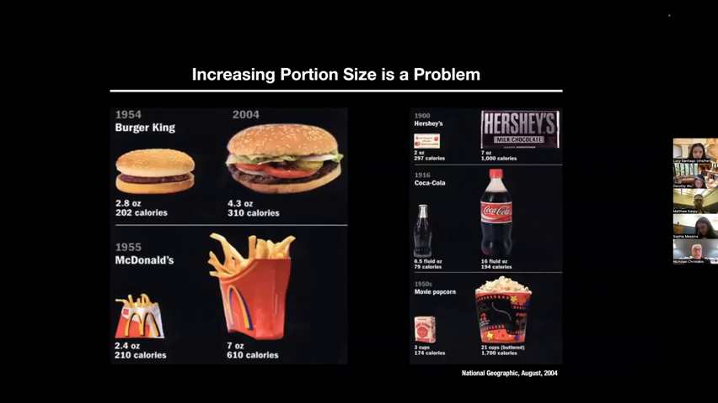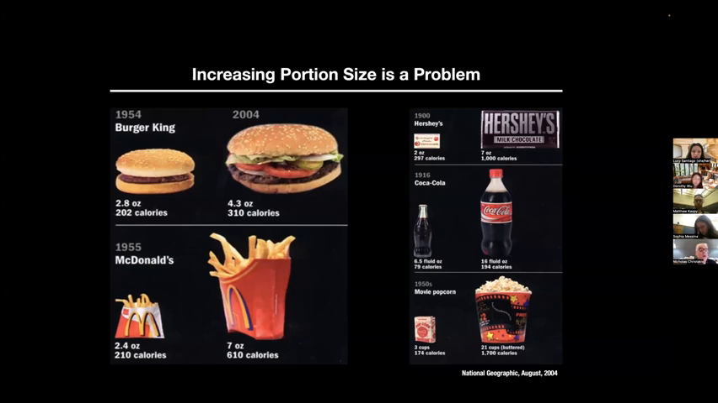And portion size is also a problem. This shows, for example, the size of a Burger King hamburger in 1954 was 2.8 ounces and had 200 calories. And in 2004 it was 4.3 ounces and had 310 calories. A McDonald's fries was 210 calories or 2.4 ounces in 1955, and is now 3 times bigger in 2004.